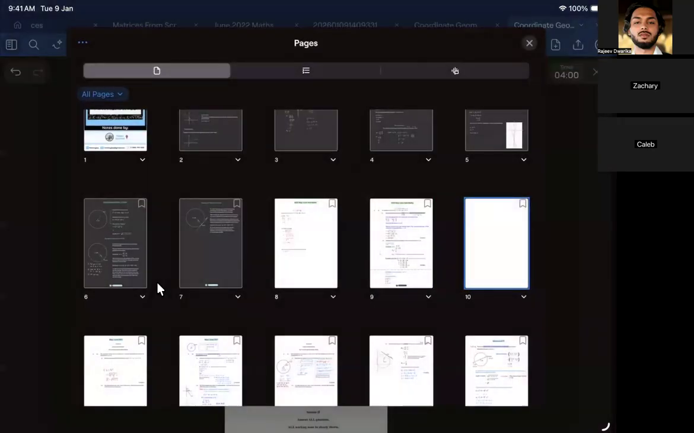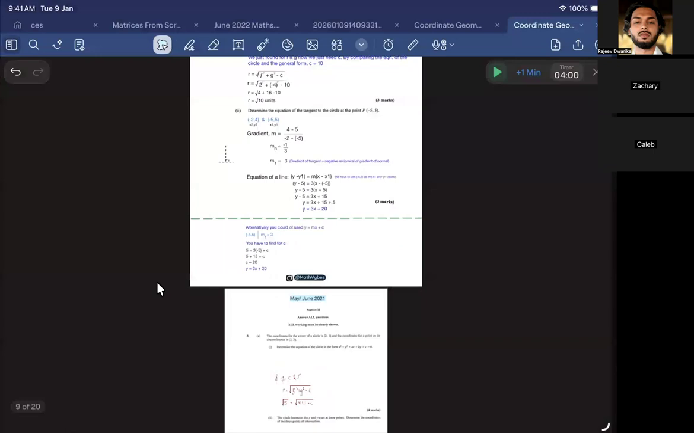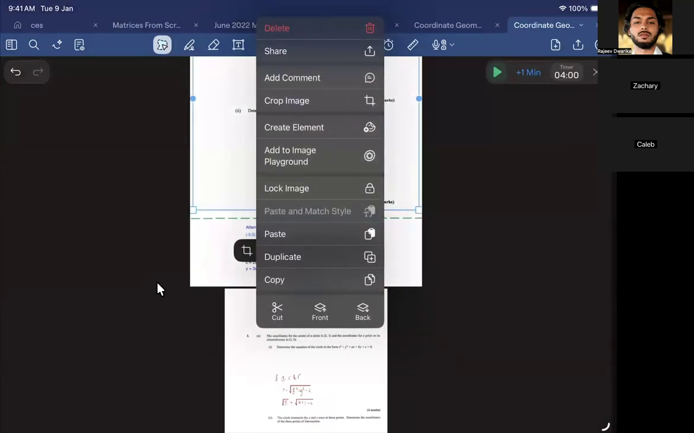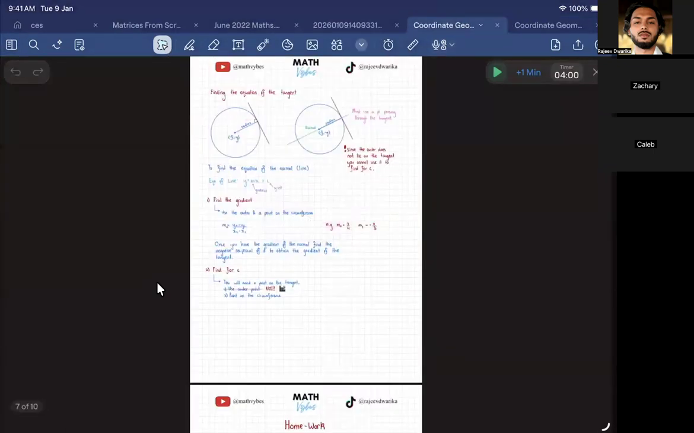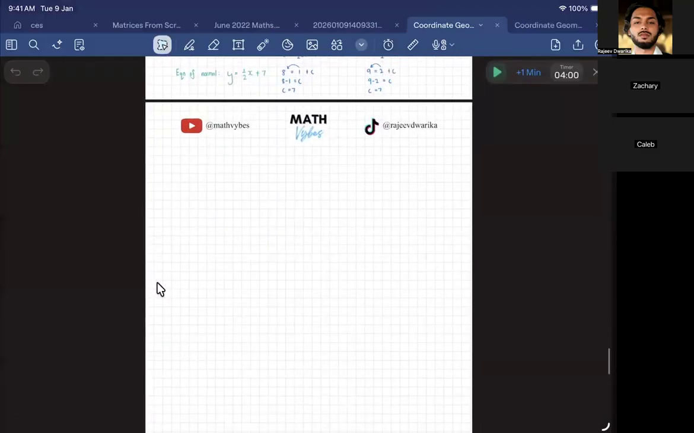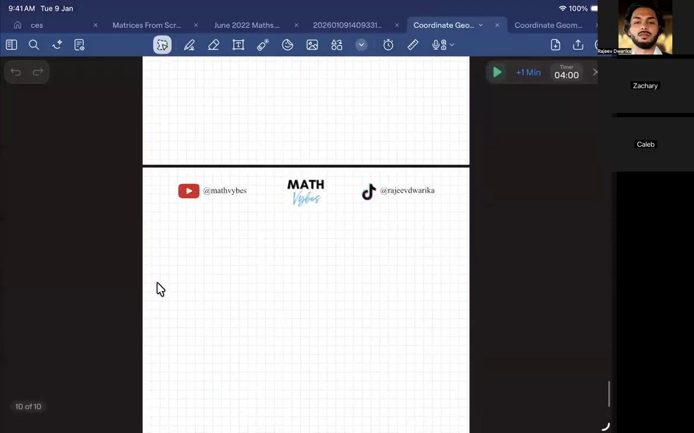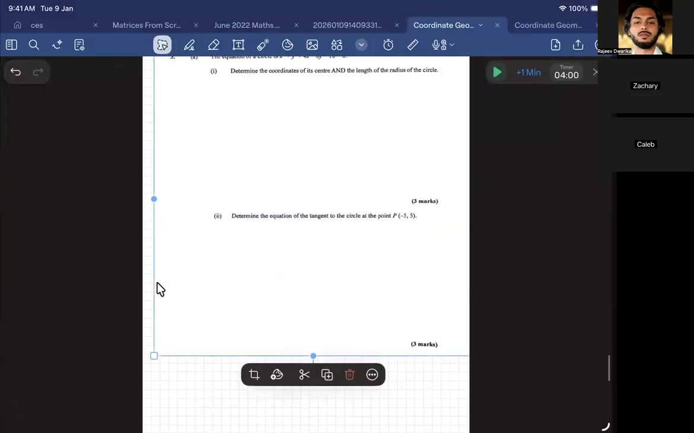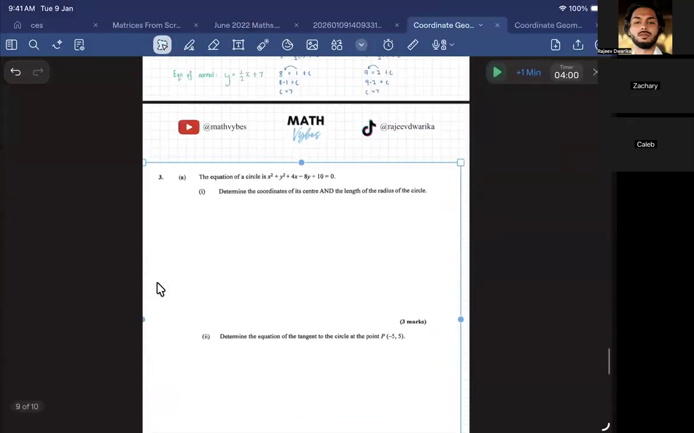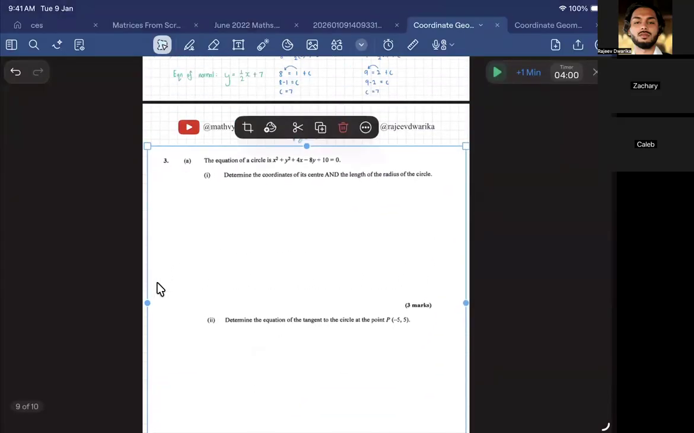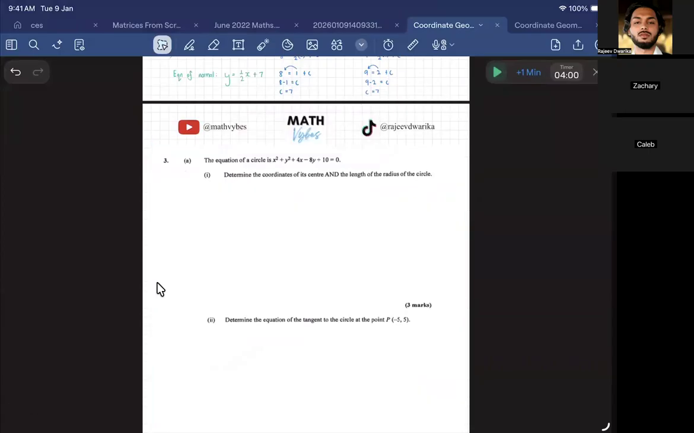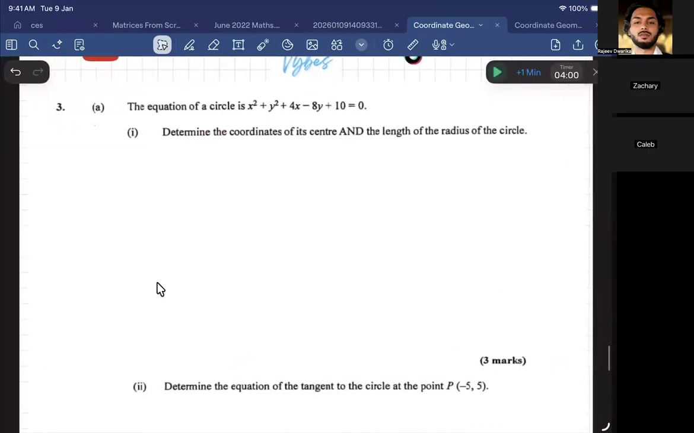Compared to the other AdMaths topics, if you had to rate this, what would you say? Yes, it's one of the easier ones. Definitely straightforward. I mean, you haven't done any tricky questions yet. But look at this, Zachary. 3 marks.